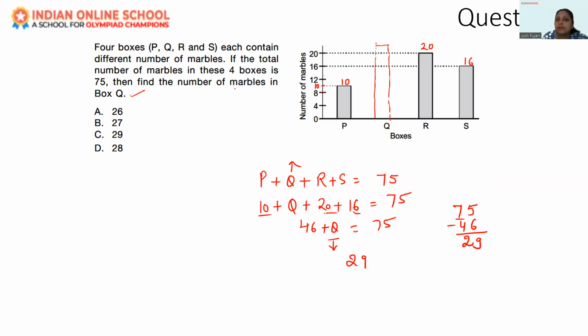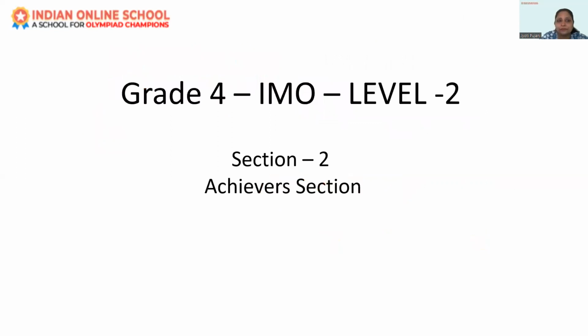Fine, everyone. So find the number of marbles in Q. That's 29. Is 29 the option? Yes. So C will be our answer. Got it? So let's move to the next question now.